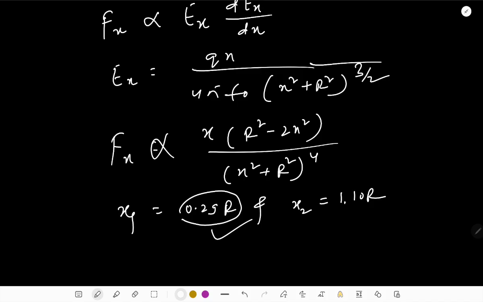And one thing that is interesting to note is that this x is less than r by root 2, and that means the dust particle is repelled by the ring. For x less than r by root 2, the dust particle is repelled by the ring, and for x greater than r by root 2, it is being attracted. So it was interesting.